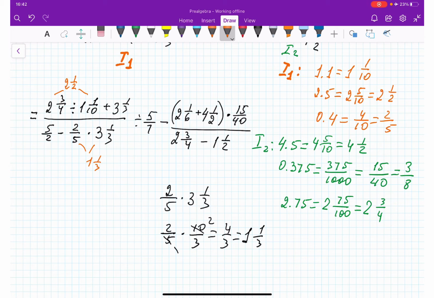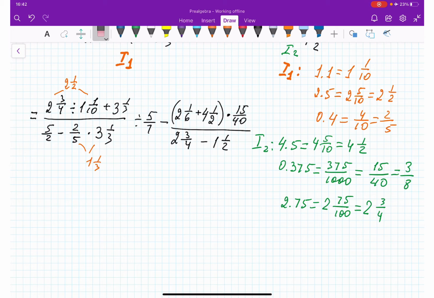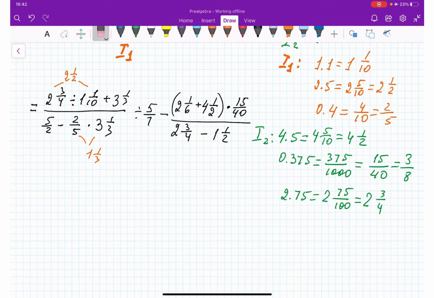A lot of students confuse and do subtraction first. Never ever. So in order of operations, multiplication and division have the highest priority, in the order they come, unless there is some parenthesis or exponent, of course.